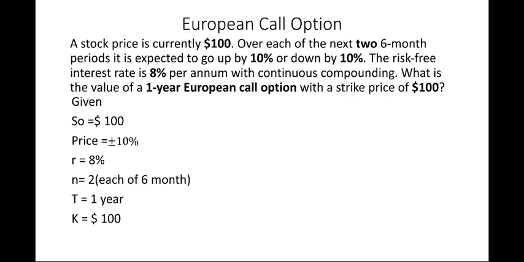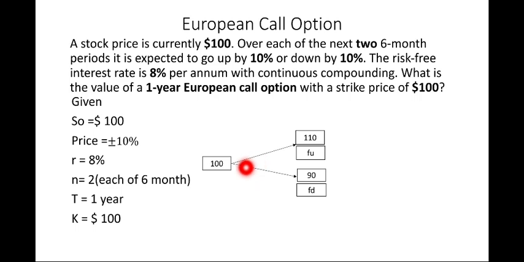In addition to this information, the time is given as 1 year and the strike price of the European call option is given as $100. Now we have to construct a binomial tree as we did in the single-step model. So here today's price is 100 and it will be increasing from 100 to 110, that is an increase of 10%, and from 100 to 90, that is a decrease of 10%.